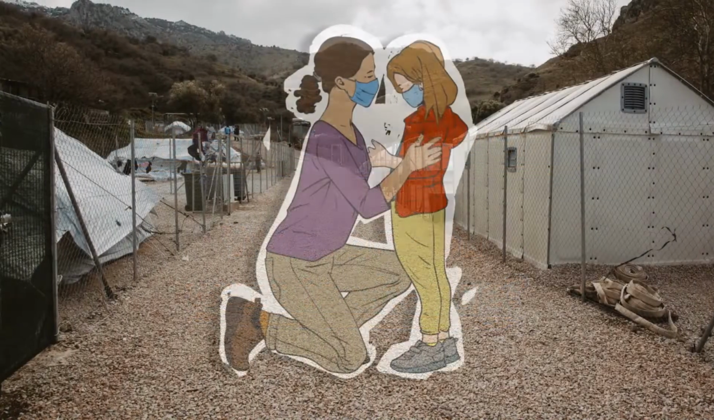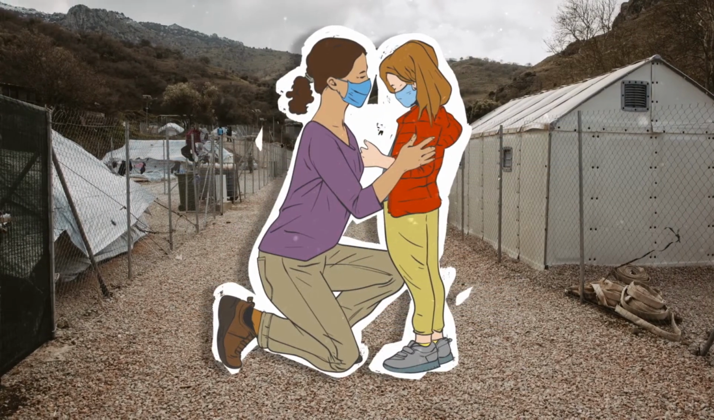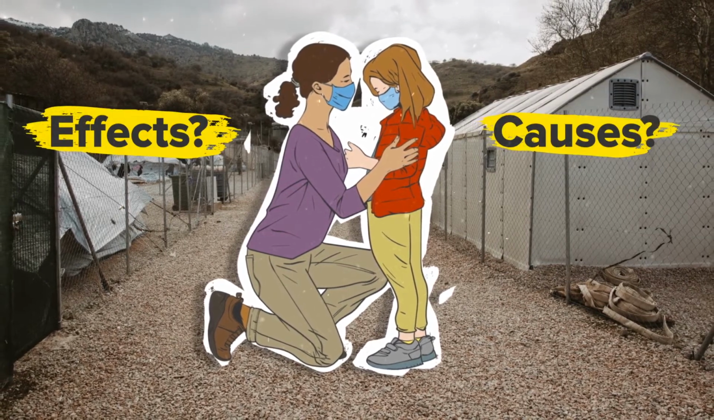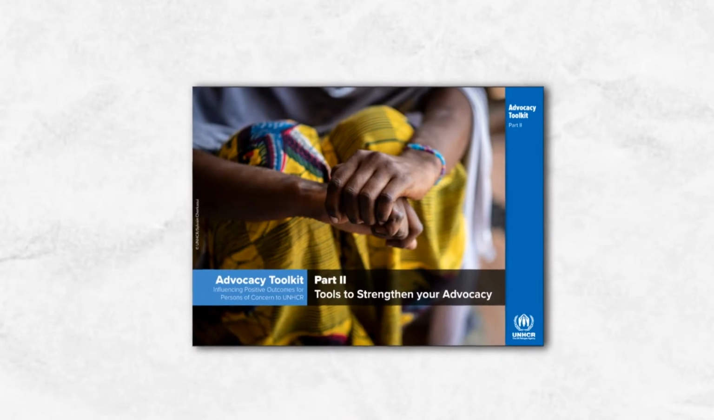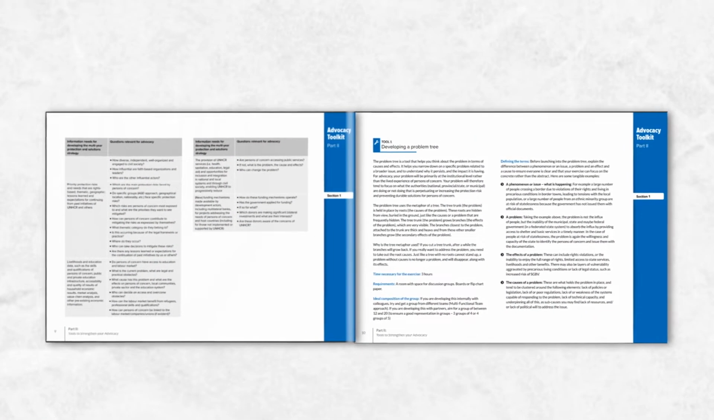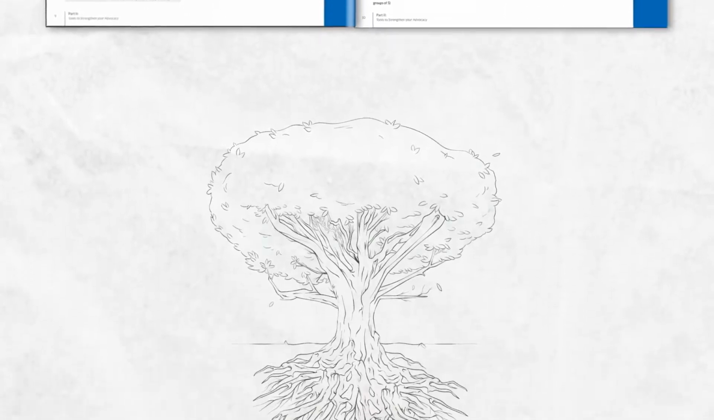Effective advocacy starts with a clear statement of the problem you want to address, based on an analysis of its effects and causes. But how do we distinguish effects from causes? Together with your multifunctional team, you can use the problem tree analysis.